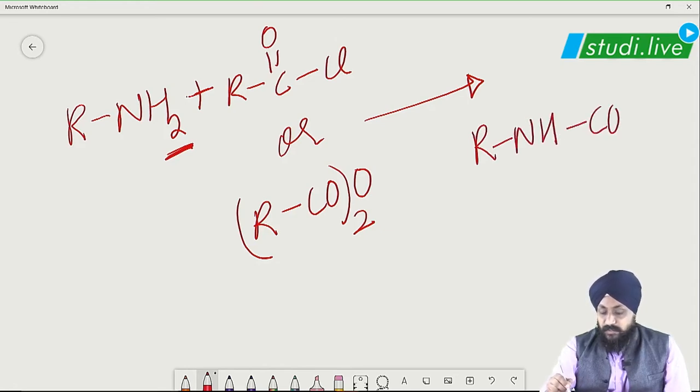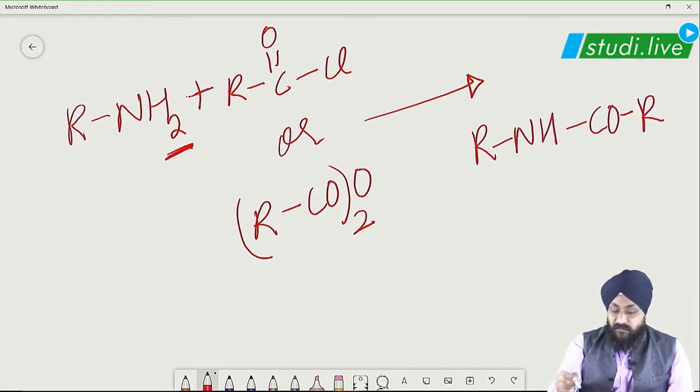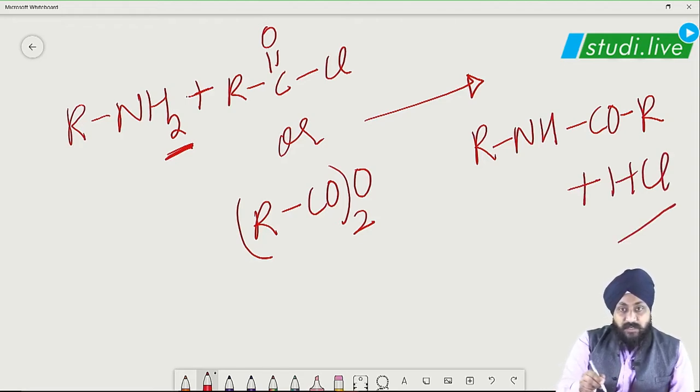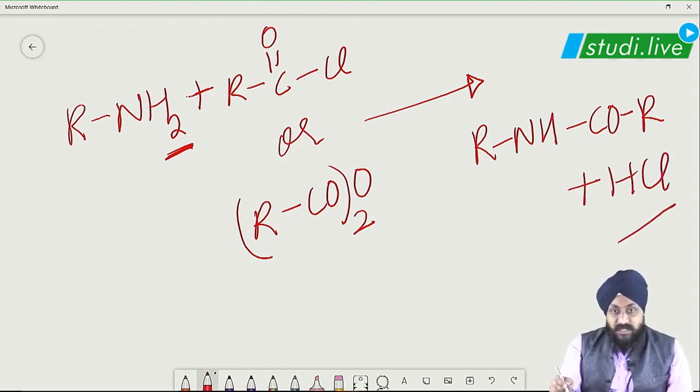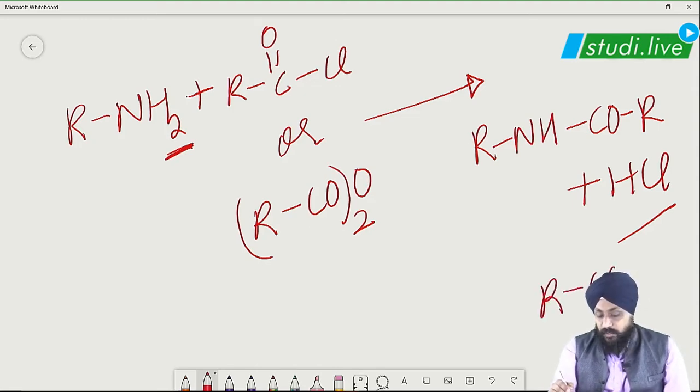Here it is going to be CO, and here it is going to be R. And then students, if it is this one, the product is going to be HCl. If you are using acyl chloride, the byproduct is going to be HCl, and if you are using this acid anhydride, the byproduct is going to be what? It is going to be your carboxylic acid.